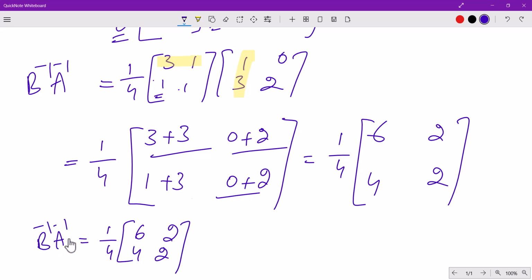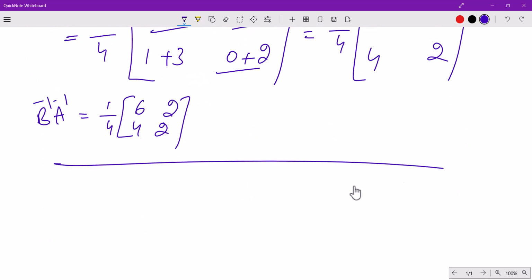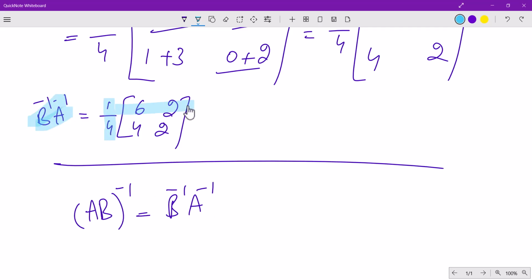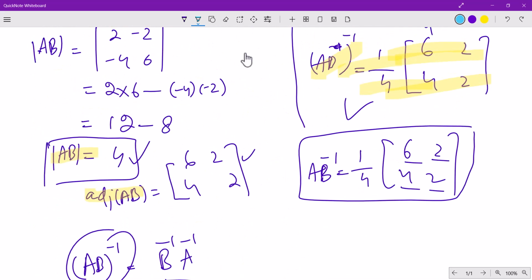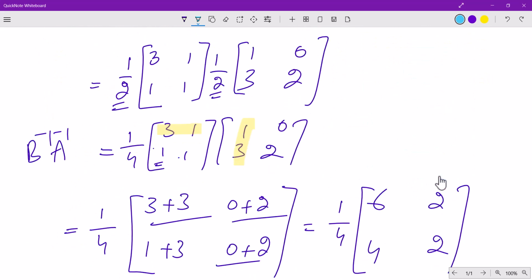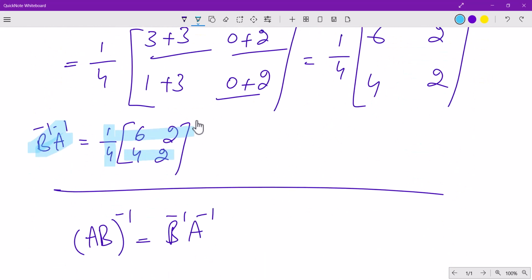This is what was given, which we had to show: (AB) whole inverse is equal to B inverse into A inverse. B inverse into A inverse gives 1 divided by 4 times 6 2 and 4 2. And (AB) whole inverse is equal to 1 divided by 4 times 6 2 and 4 2. Hence it is true that left hand side is equal to right hand side.